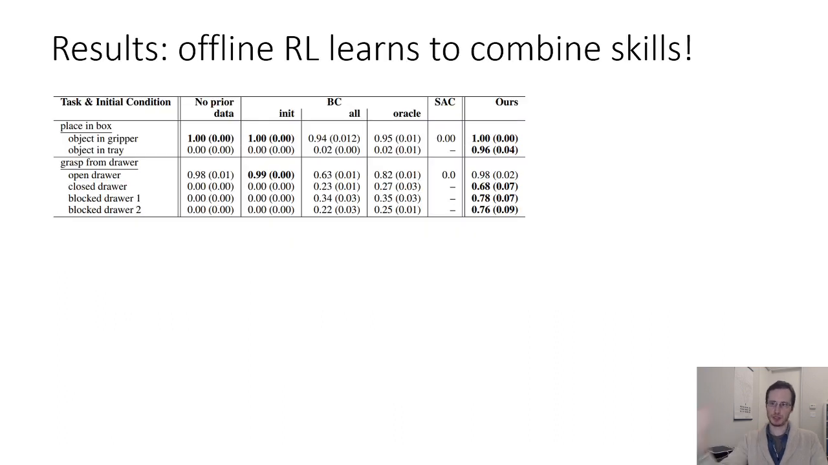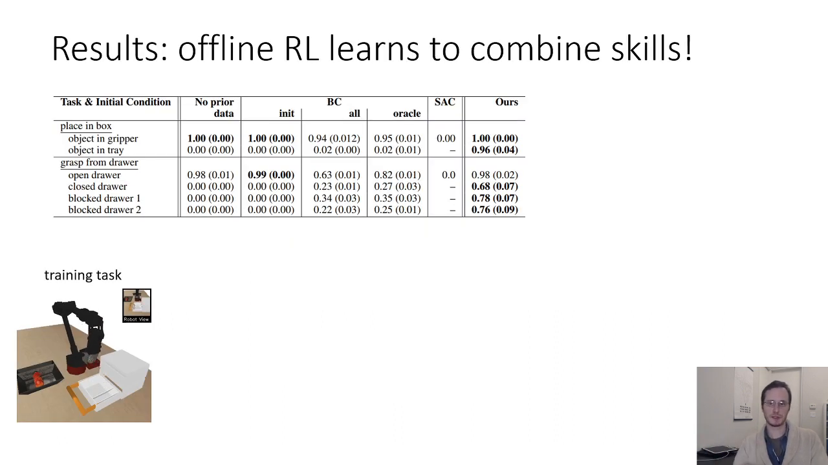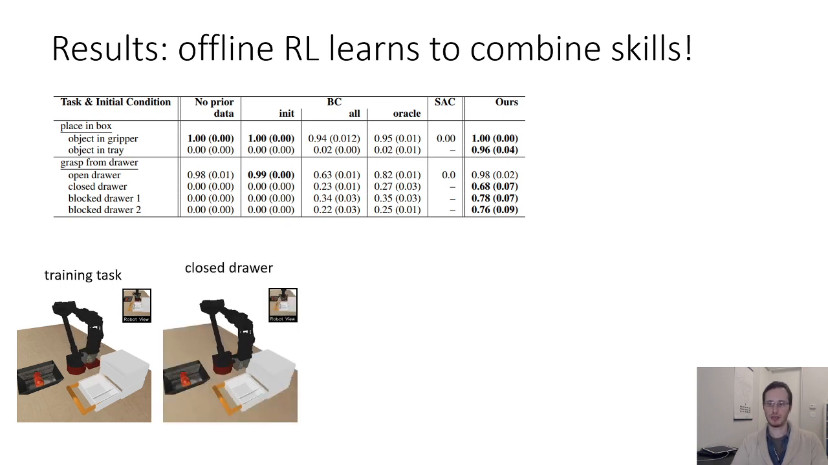So here are the results. These are the empirical results, but I think it's clearer if I actually visualize it. So this is the training task, picking up a ball from an open drawer. If you combine it with diverse prior data, then at test time you can figure out that if the drawer is closed, you should open it and then pick up the ball, even though you've never seen that complete sequence before. You've never seen a complete sequence that involves opening a drawer and picking up the ball.